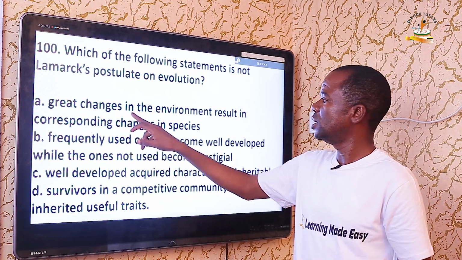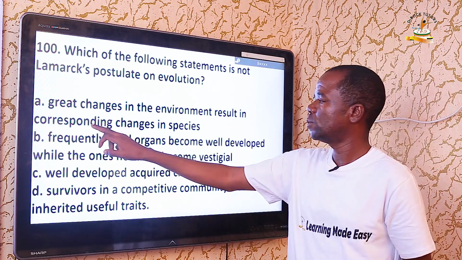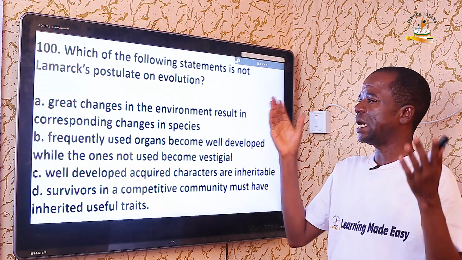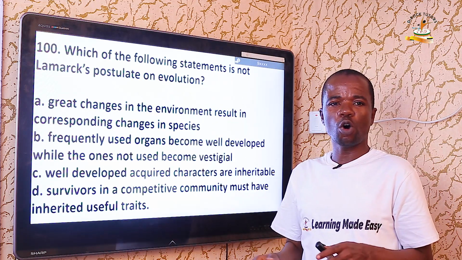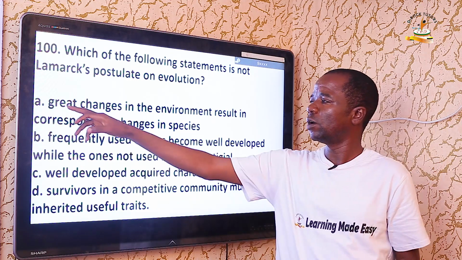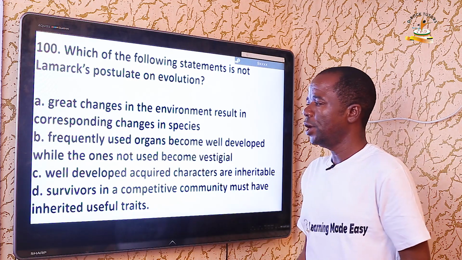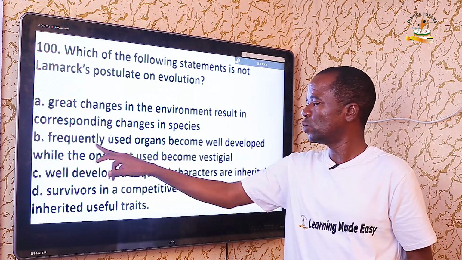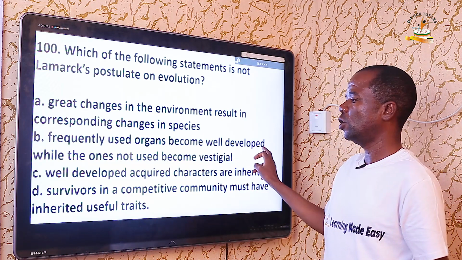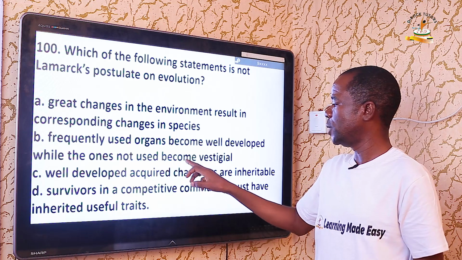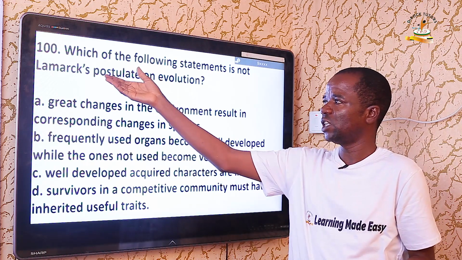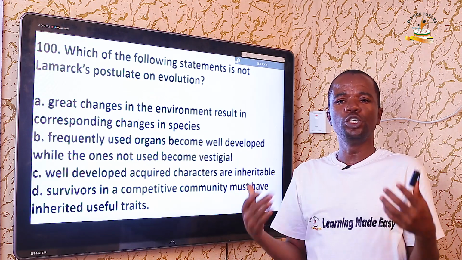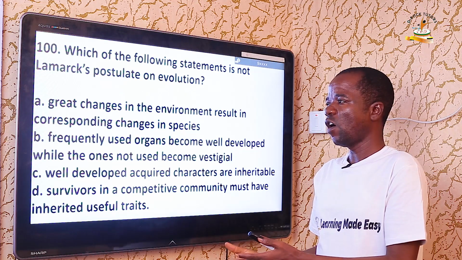A. Great changes in the environment result in corresponding changes in the species. That is not a postulate of Jean Lamarck. That is a postulate of Charles Darwin. So the correct answer here is A. As a matter of fact, if you look at option B, frequently used organs become well developed, while the ones not used become vestigial. And we know that is a postulate of Jean Lamarck. That is actually the theory of use and disuse of body part.